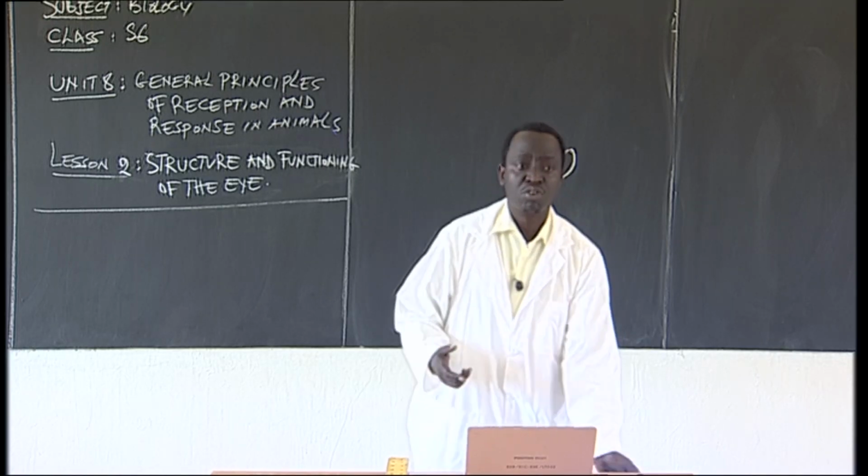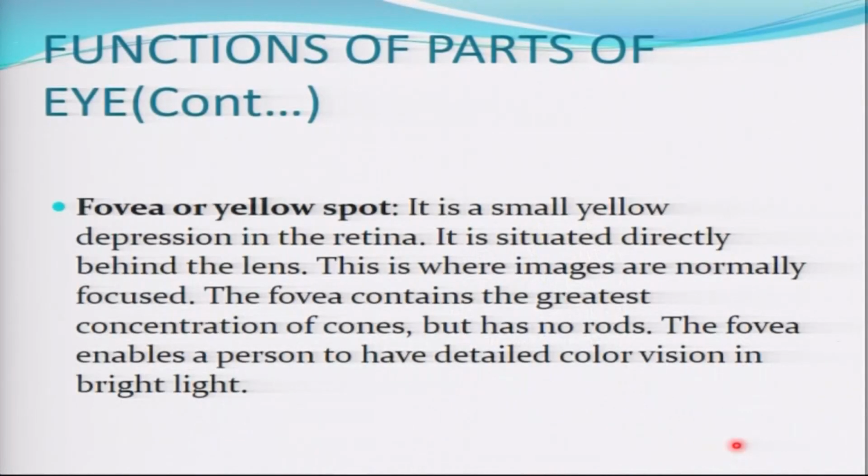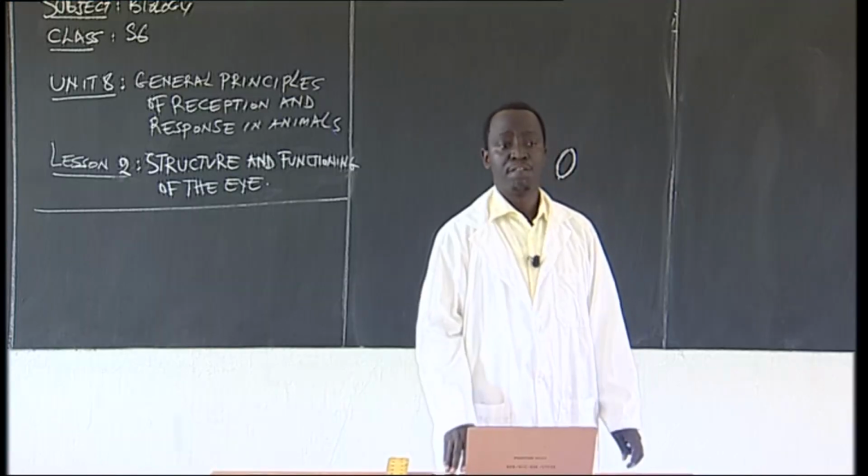We have now what you call the fovea. Fovea is also on the retina. What is the role of the fovea, or yellow spot? It is a small yellow depression in the retina. It is situated directly behind the lens. This is where the images are normally focused. To see where your image is going to be focused, on what? On the fovea.